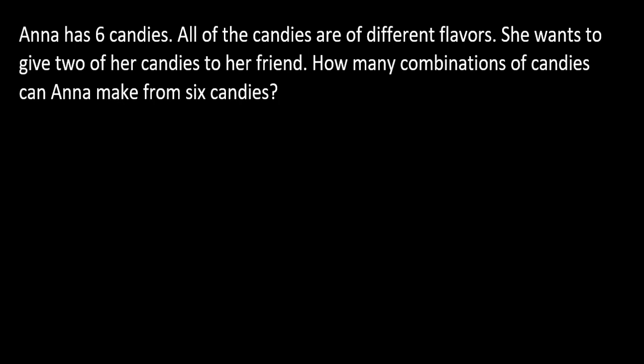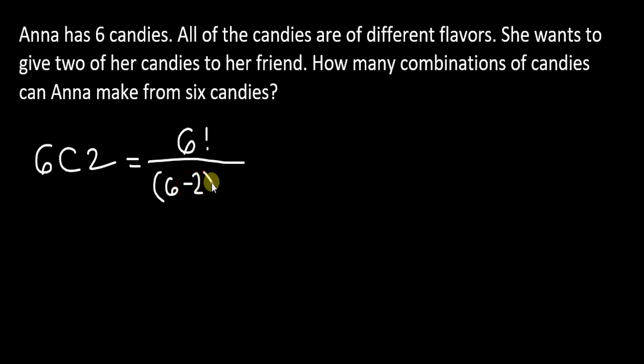Anna has 6 candies. All of the candies are of different flavors. She wants to give 2 of her candies to her friend. How many combinations of candies can Anna make from 6 candies? Okay, so that is, from 6 candies, pipili siya ng ilang bibigay niya? 2. So that is 6C2. At gaya kanina, this is no repetition. So 6 factorial over 6 minus 2, kasi nga n minus r yan, and 2 factorial. May factorial ito.